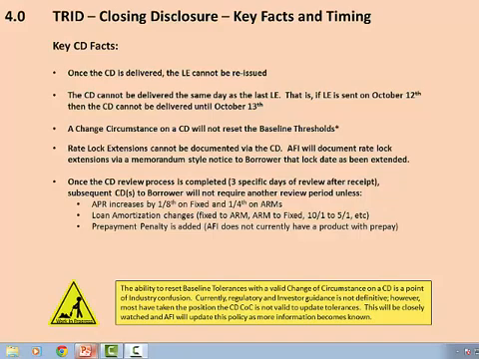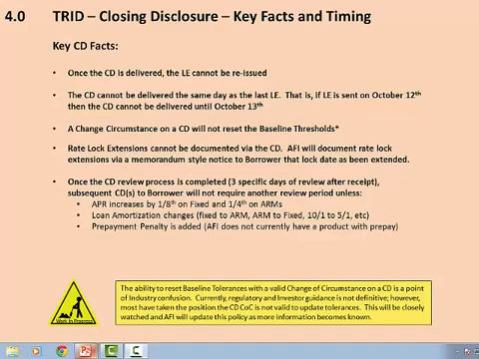Now we will move to the other disclosure created by TRID, the CD, or closing disclosure. The closing disclosure replaces the final TIL and HUD-1 settlement statement in the transaction. Please note the following critical points regarding the CD. Once the CD has been provided to the borrower, an LE cannot be reissued. The CD cannot be delivered on the same day as the most recent LE. It must be no earlier than the following day.